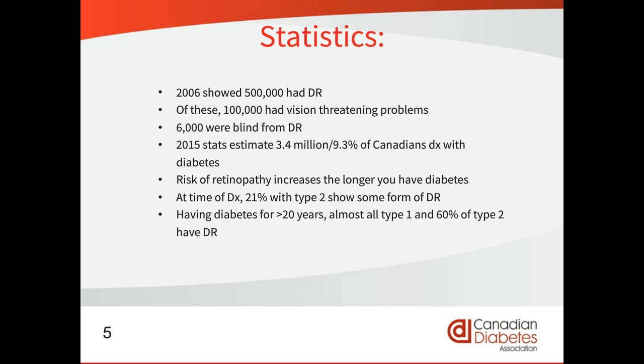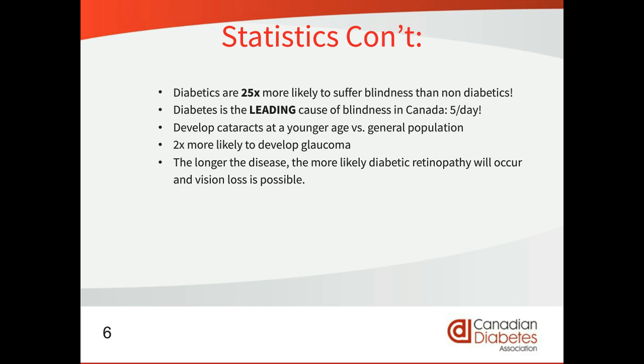The risk of eye damage certainly increases the longer you have the condition of diabetes, and in fact, just about 1 in 5 people who have type 2 will already show some eye changes at the time of diagnosis. If you have diabetes for more than 20 years and you're taking insulin, you have or will have had virtually some eye changes already happening, and if you are a type 2 diabetic, probably 60% of you would have had changes or are having changes in your eyes. If you're diabetic, you are 25 times more likely to suffer from being blind than a non-diabetic, and that's a huge number, by the way.